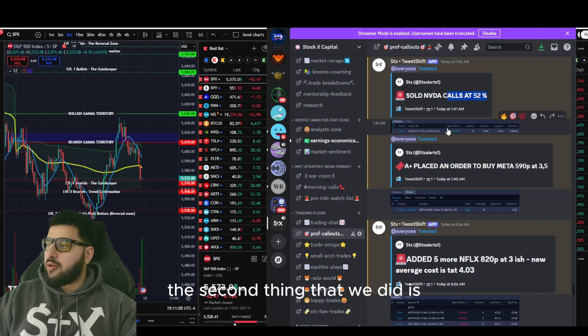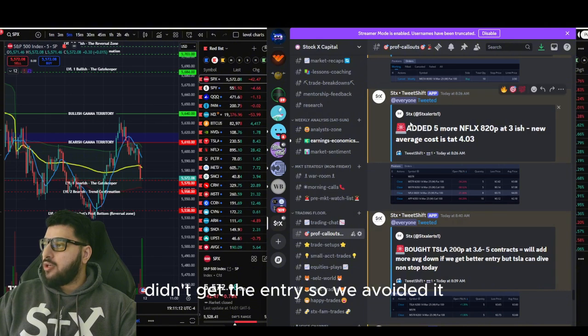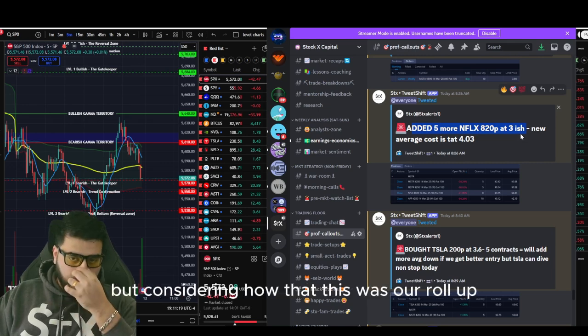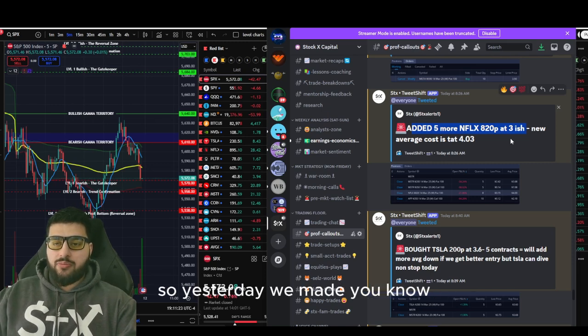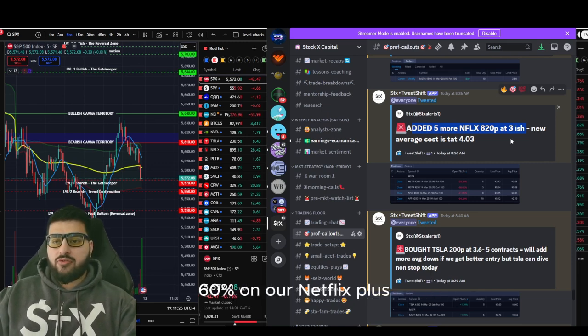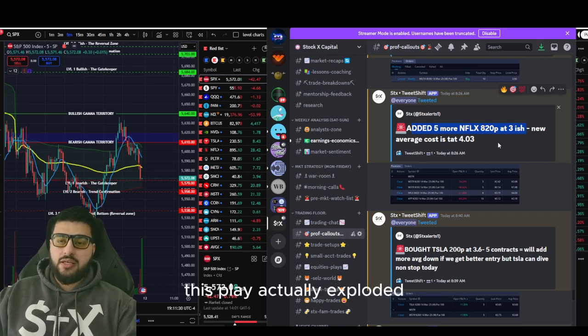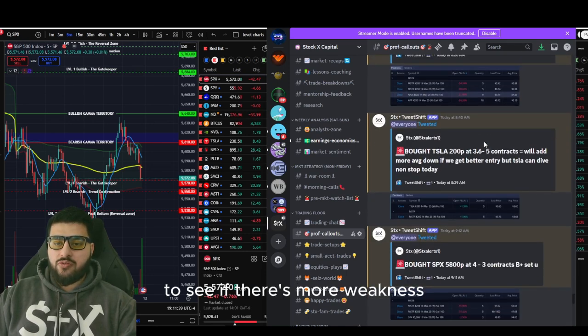The second thing that we did is we tried to buy Meta puts, didn't get the entry, so we avoided it. We added more to our Netflix 820 position. This probably wasn't the best thing to do because Netflix was very strong, but considering that this was our roll up. Yesterday we made 60% on our Netflix puts, and then we rolled into a smaller size. This play actually exploded when we first got that fill, and we just held it. So we didn't sell it, but we added more to see if there's more weakness.